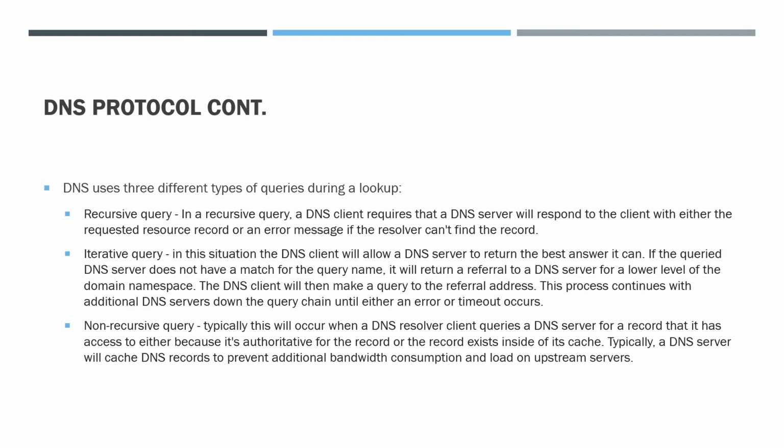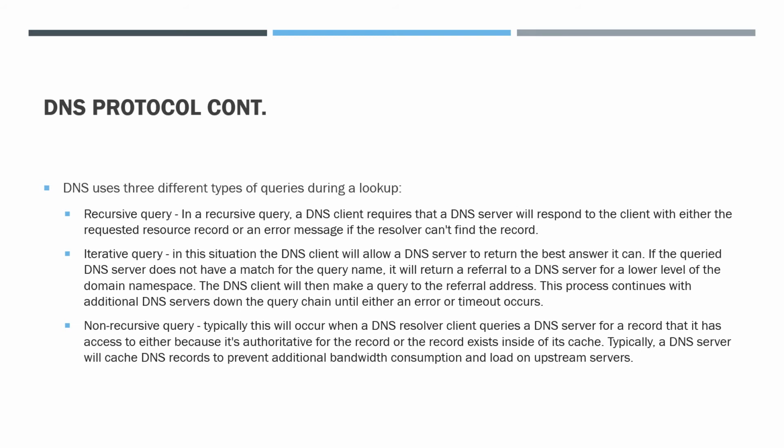Iterative queries. In this situation, the DNS client will use a DNS server to return the best answer it can. If the queried DNS server does not have a match for the query name, it will return a referral to the DNS server for a lower level of the domain namespace. And so the DNS client will then make a query to the referral address, and this process continues with the additional DNS servers down the query chain until either there's an error message or it times out.